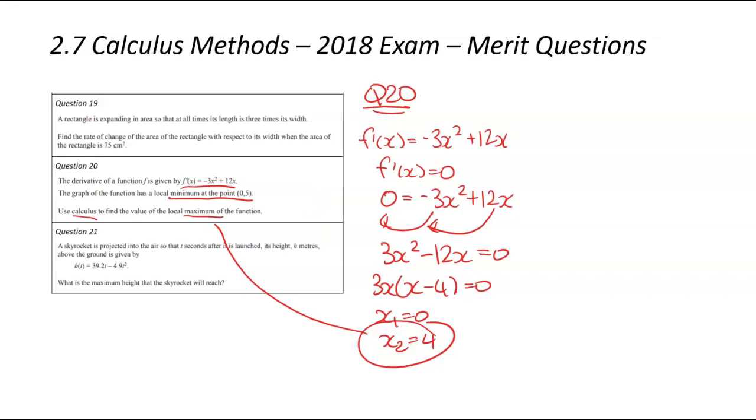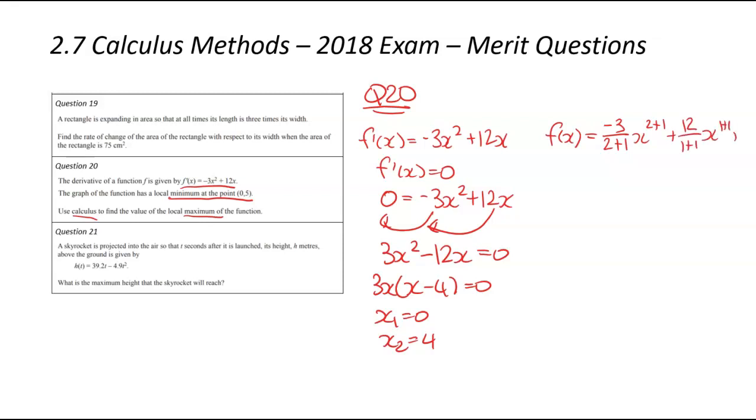And to find the y value, I need to start looking at the original function. So I need to integrate. So I need to find out what f(x) would be equal to. So integrating this function, it's going to be negative 3 divided by the power plus 1, x to the power plus 1, plus 12 divided by power plus 1, and then x to the power plus 1, and then plus c. Simplifying that, that's going to be negative x cubed plus 6x squared plus c.